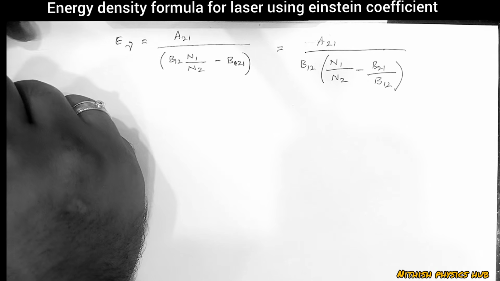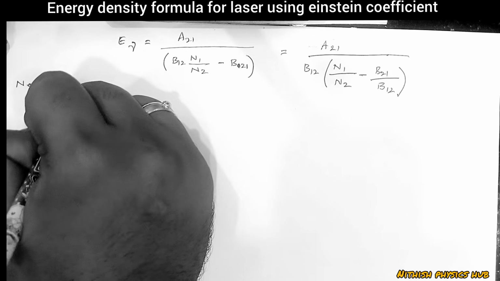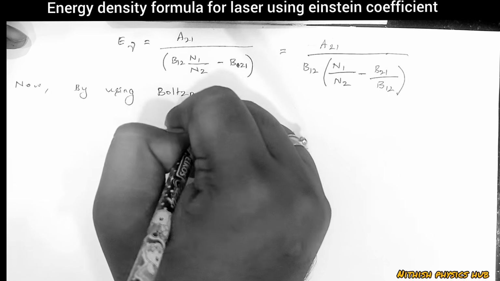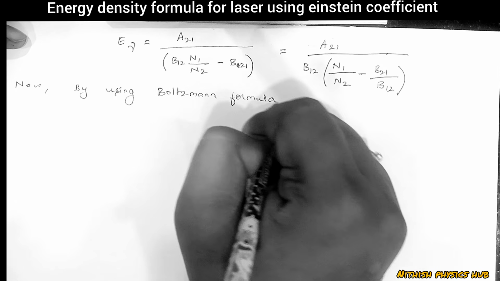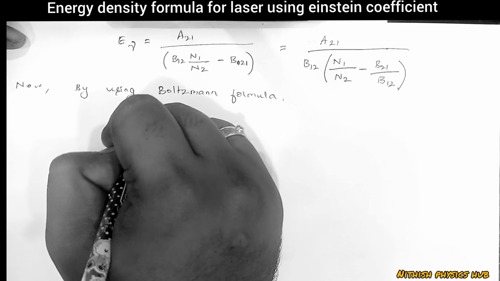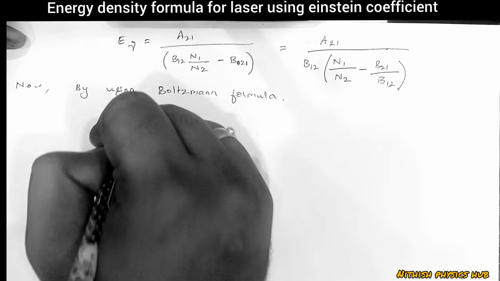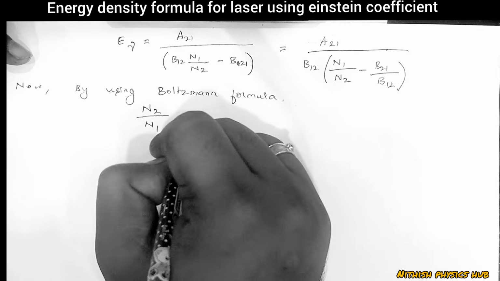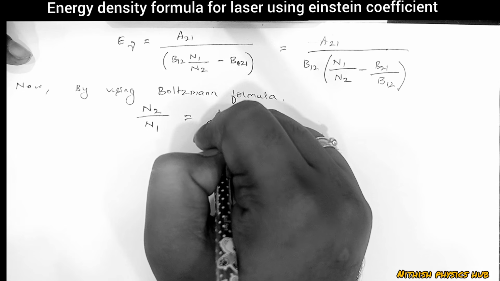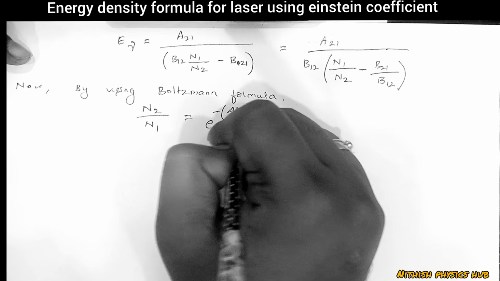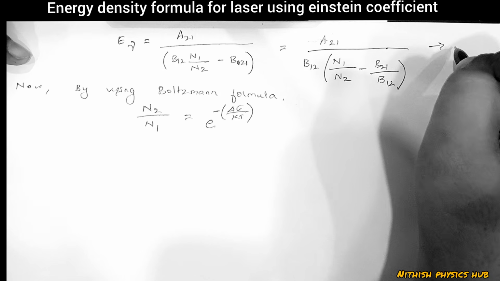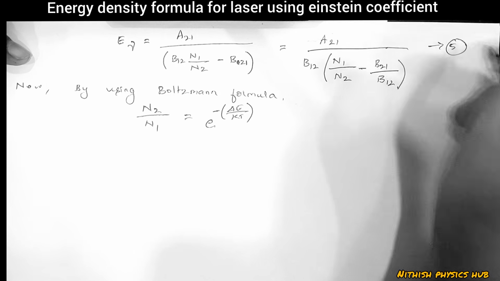Now by using the Boltzmann formula, what does the Boltzmann formula state? If I want to know the ratio of the number of atoms in the excited state with respect to the number of atoms in the ground state, it will always be equal to e to the power of minus delta E divided by kT. Take it as equation number 5.